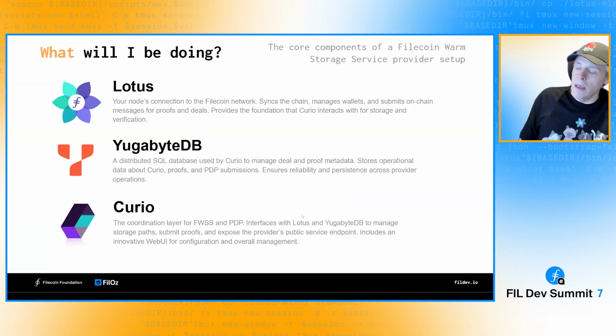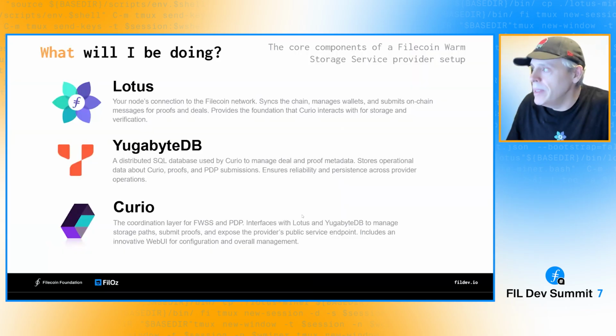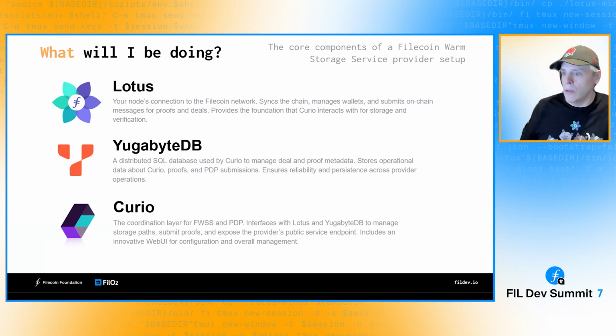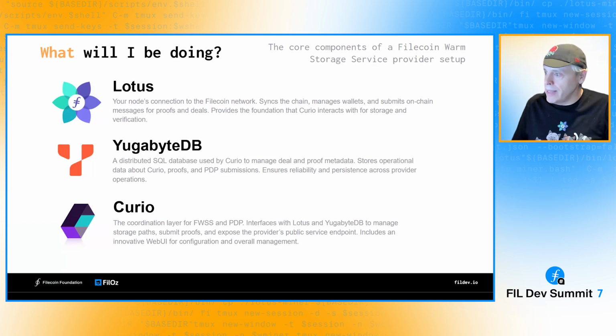Okay, so moving on to the second question. What will I be doing? Nice and simple. Lotus is your node's connection to the Filecoin network. It syncs the chain, manages wallets, submits on-chain messages. Most of you are used to Lotus. Secondly, Yugabyte DB, a distributed SQL database, which is used by Curio. It manages deal and proof metadata, stores operational data about Curio, things like config, etc., and ensures reliability and persistence.